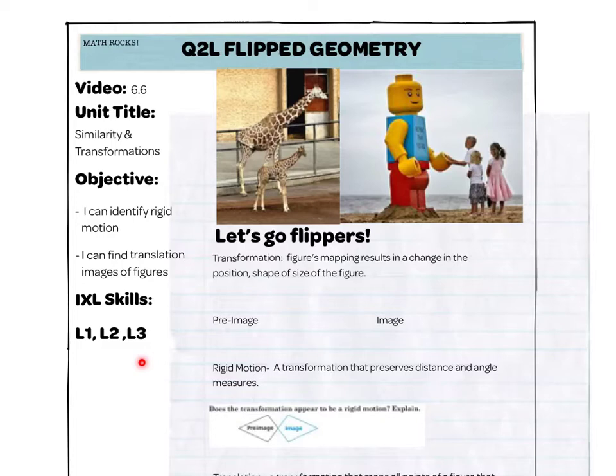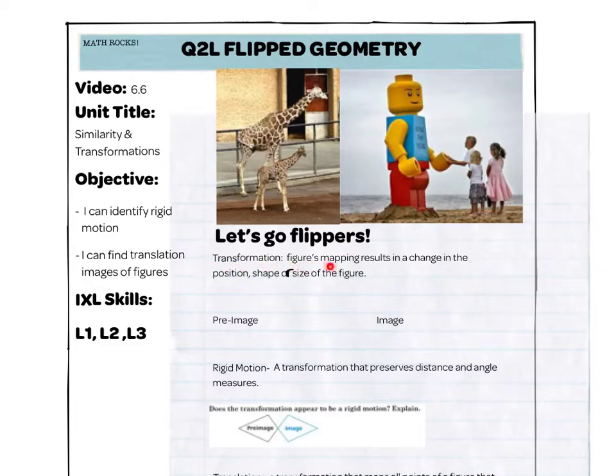So we're going to start off with a definition that you may have, but I just want to make sure we all have it and we're very clear on it. A transformation is when a figure's mapping results in a change in the position, shape, or size of the figure.